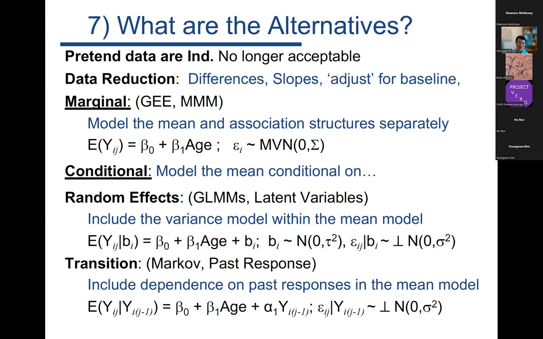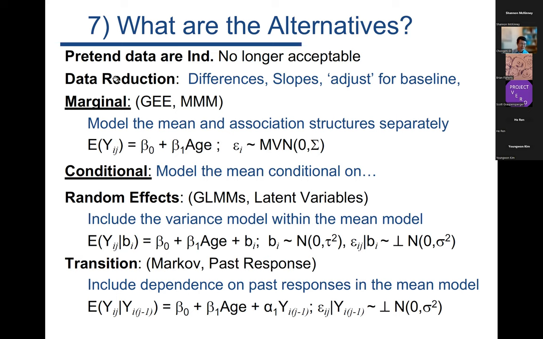So the last question is, what are the alternatives? If you are doing longitudinal data analysis, GEE is one method, but it's not the only method. I don't necessarily have an opinion on whether there is a better or best method. I think there are a few different methods, each with their pros and cons. The first one, if you pretend the data are independent or ignore the correlation, is not acceptable because most likely you will get wrong answers. So don't do that.